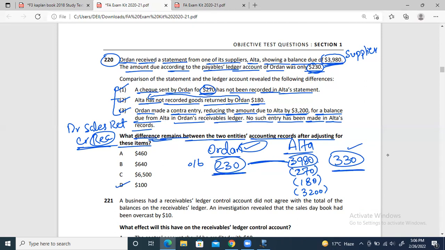So how much difference remains over here? $100, right? Because Alta is still demanding $100 more and Orden's record shows $100 less. So there is still a difference of $100, right? So this is the technique for the questions.